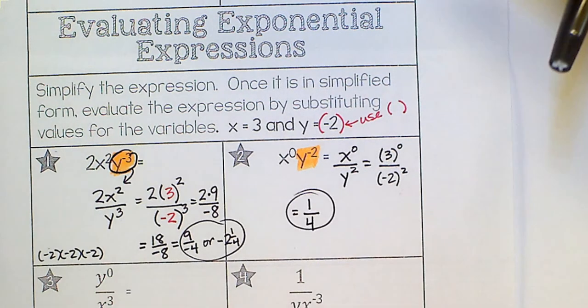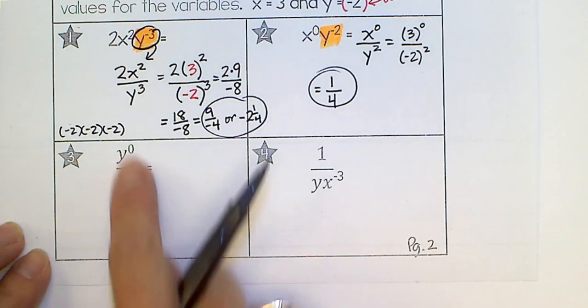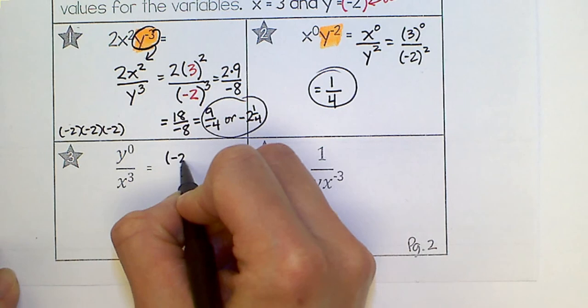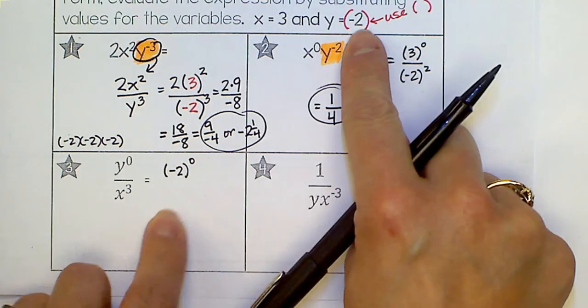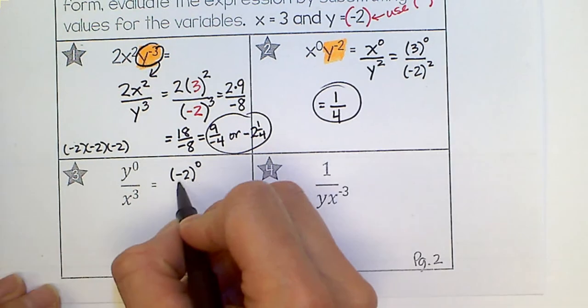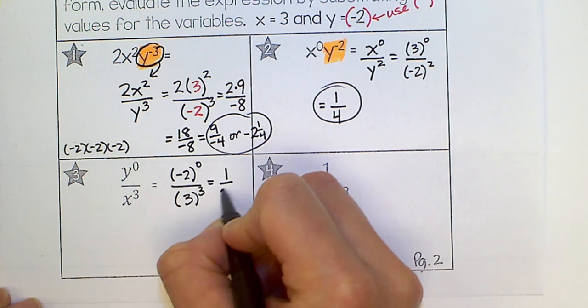All right, let's try the last 2 right here. This one I don't have any negative exponents, so I'm just going to plug some things in. So I have negative 2 to the 0, but remember, you need to use parentheses when you plug that in, okay, because the negative is also to the 0 power. And then we have 3 to the third, 1 over 27.